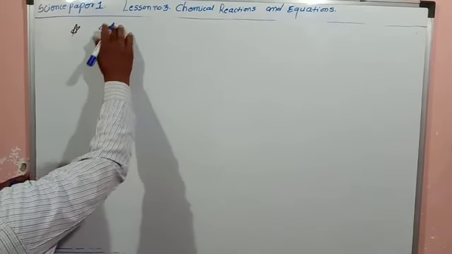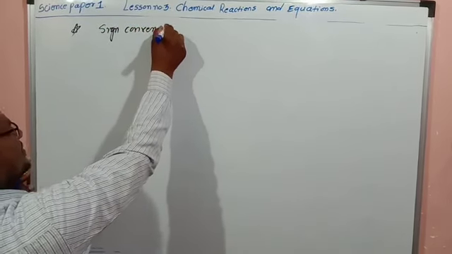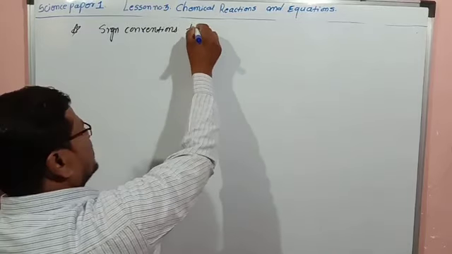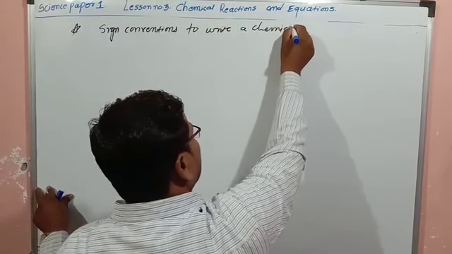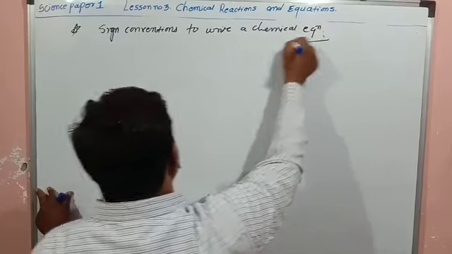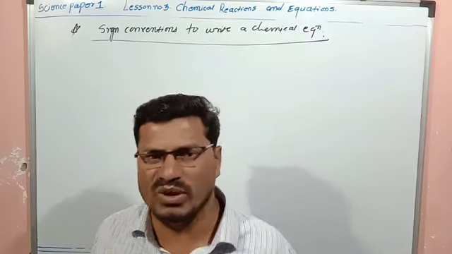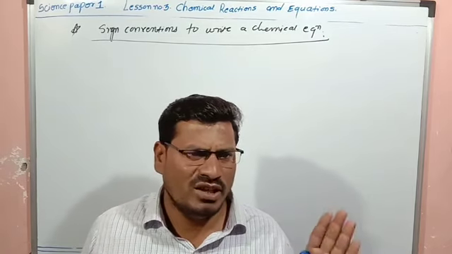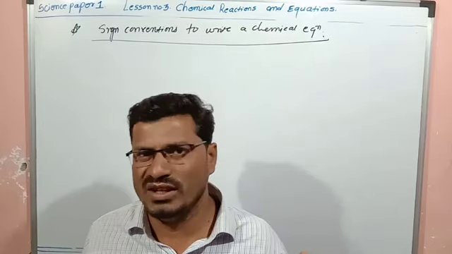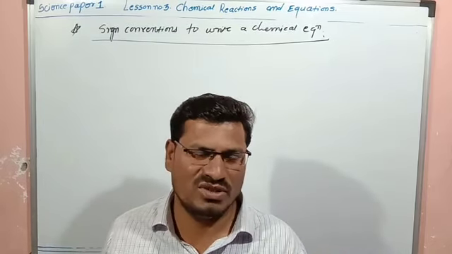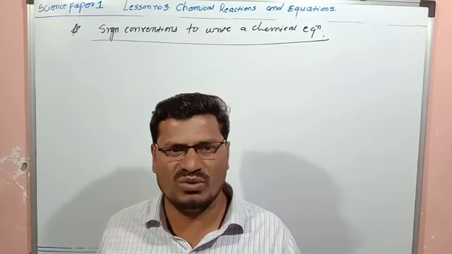Sign conventions to write a chemical equation. What are the sign conventions? What are the ways to represent the chemical equation? So we know that in a chemical reaction, reactants react together and get converted into products. They form new products, new substances are produced. So how to write that chemical equation, we are going to learn.